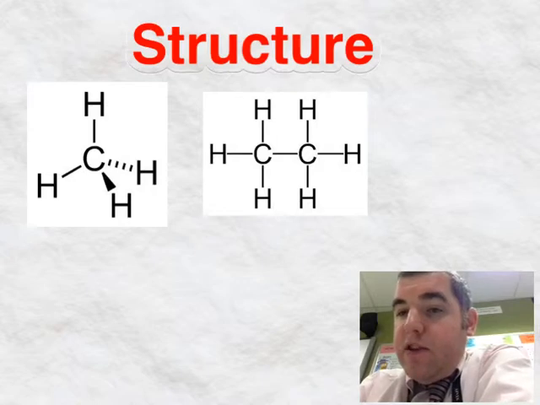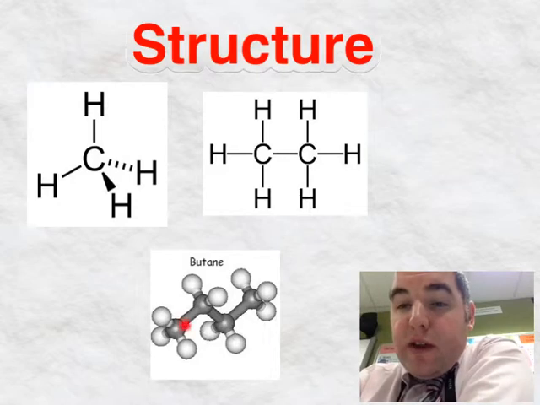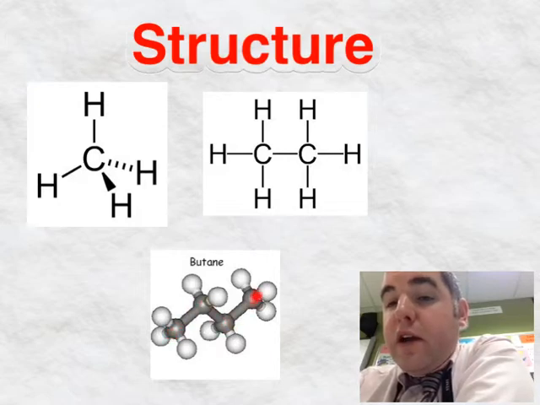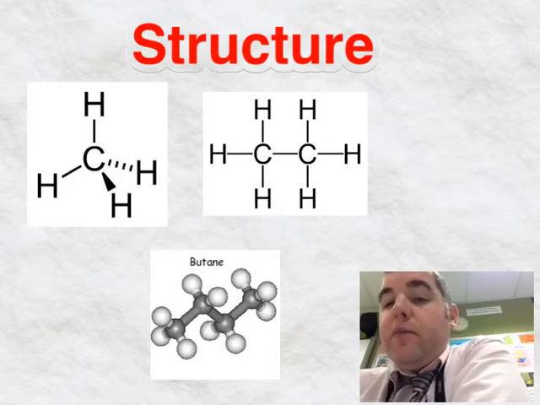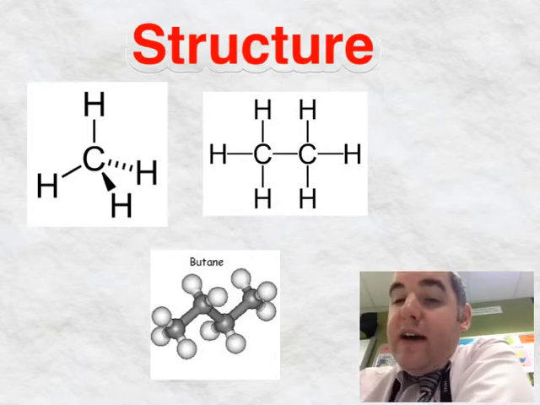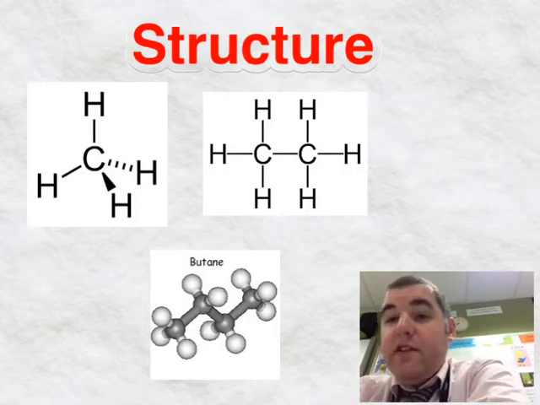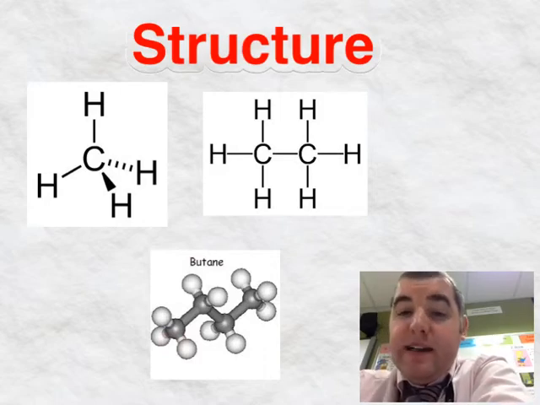Now sometimes you may see models that are what we call ball and stick diagrams, where we've got the carbons here in the chain. So we've got 1, 2, 3, 4, which is butane, and then 2 times 4 is 8, plus 2 is 10, so we've got 1, 2, 3, 4, 5, 6, 7, 8, 9, and 10 hydrogens on there. So these are the possible structures you may see for the alkanes.